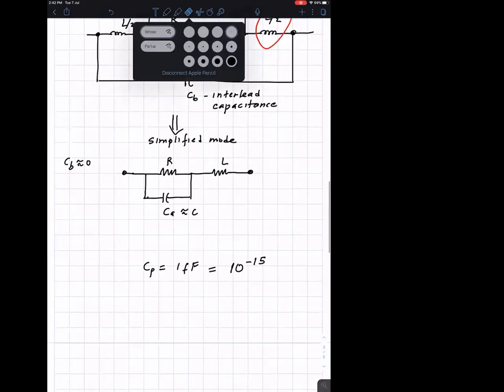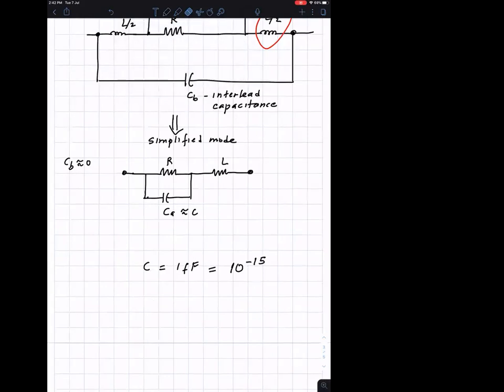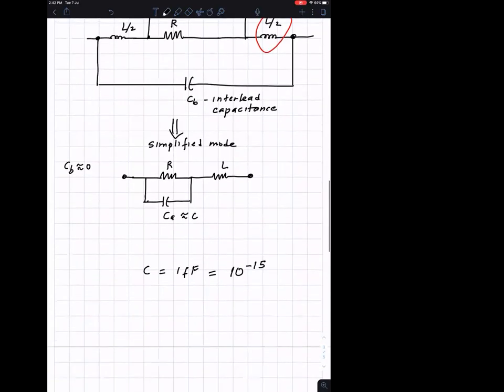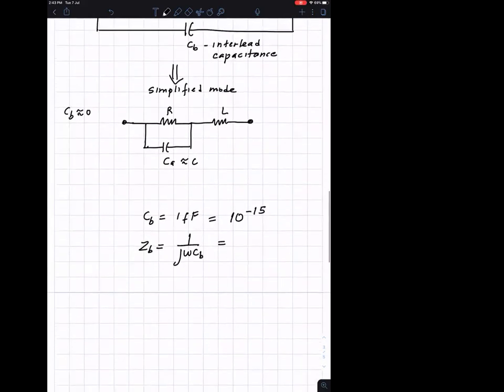Negative 15. That's a very good question. So CB, right? Okay. So now I want to find the impedance caused by this capacitor. 1 over j omega CB. Let's just assume omega is 1 giga. Let's assume that frequency is 1 gigahertz.